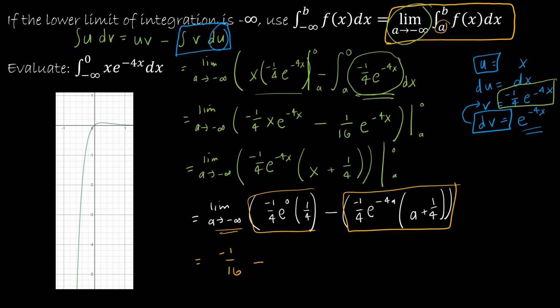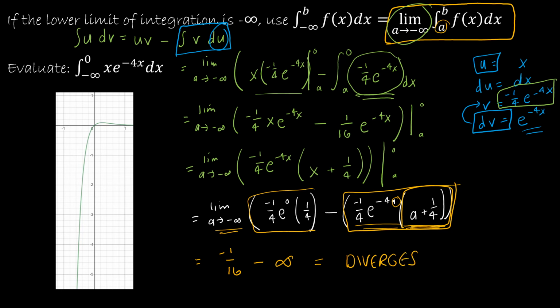So minus what? I have negative 1/4 e to the negative infinity times negative infinity plus 1/4. So essentially what I'm going to end up with is negative infinity, because no matter even what this is, negative infinity. So I've got some value times a negative infinity, and that's going to give me a negative infinity, which means I'm subtracting infinity. So what does that tell me? That tells me that this diverges. There's no way for me to find that solution.